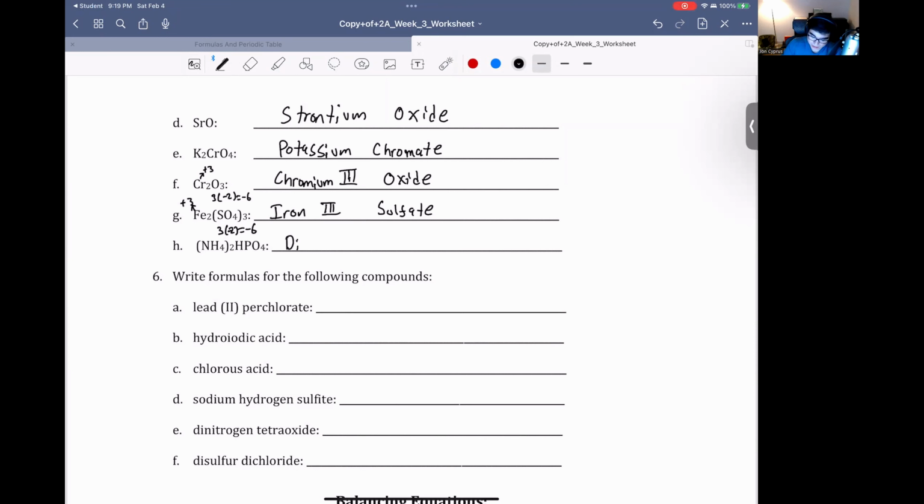So diammonium. Oops, I forgot an M here. Diammonium. And this is hydrogen. And then the PO4 is our phosphate. That's it. So diammonium, hydrogen, phosphate. Right? Why didn't I put this into some sort of acid form? Because it's not an acid here, right? It's not just H and then some other polyatomic ion, as how you'll typically see it.